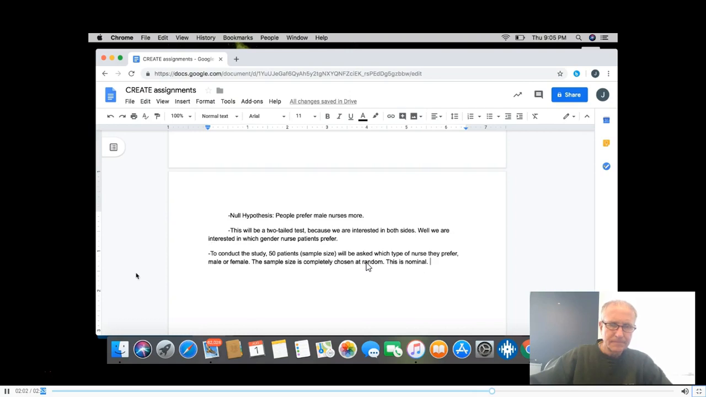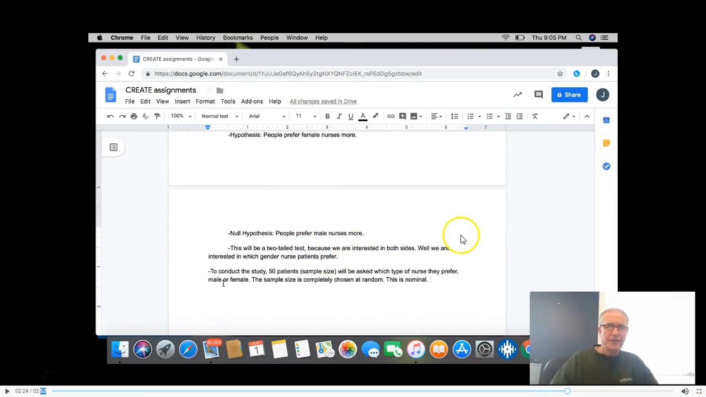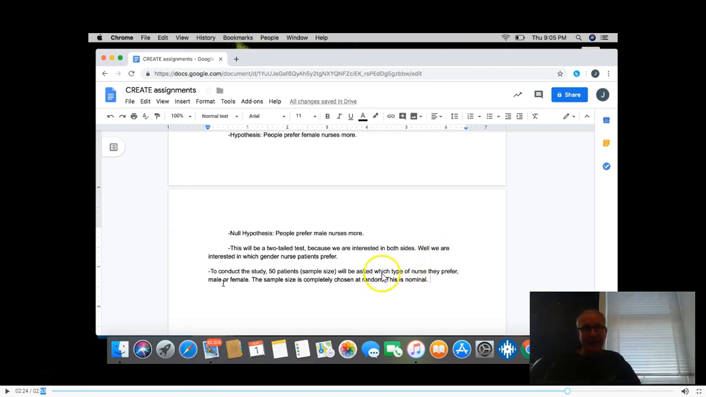To conduct the study, we randomly select 50 patients within a hospital and ask them the simple question: do you prefer male or female nurse, and record it. Sample size is completely chosen at random and is nominal. Then once you get that data, you would go from there. Okay, so in other words, the dependent variable is a metric variable, preference, and the independent variable is a nominal variable, and that is gender.